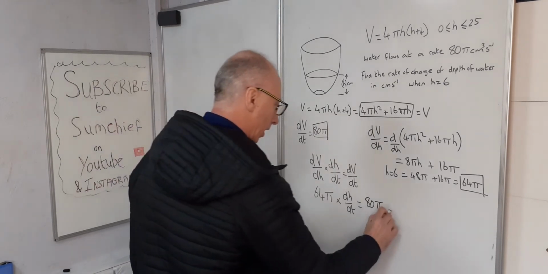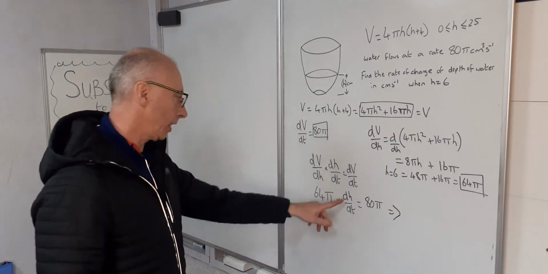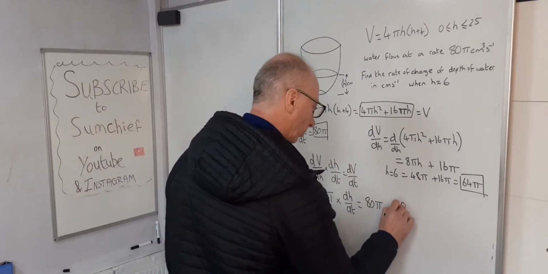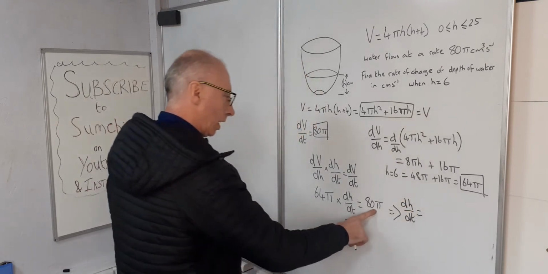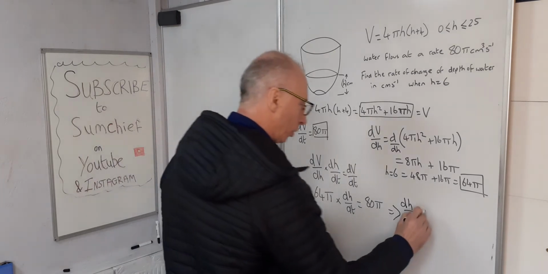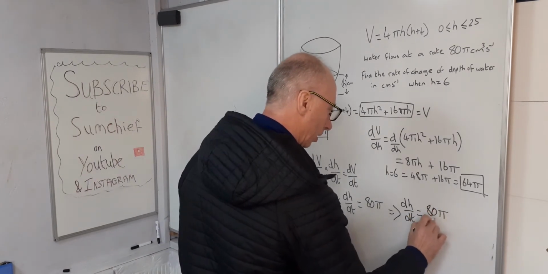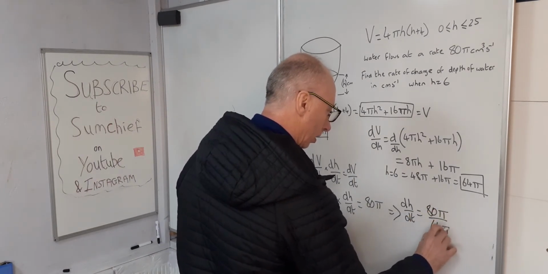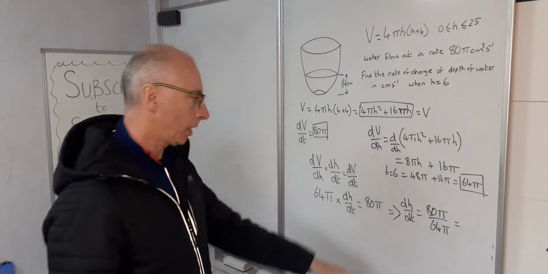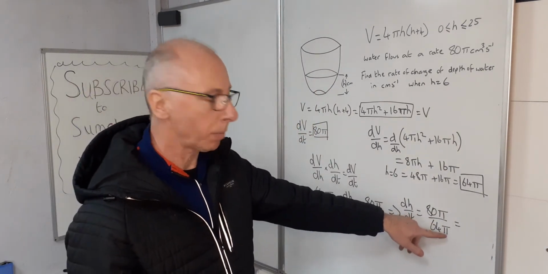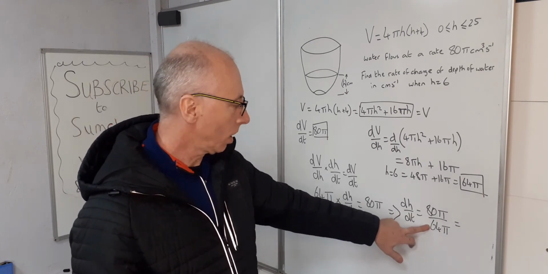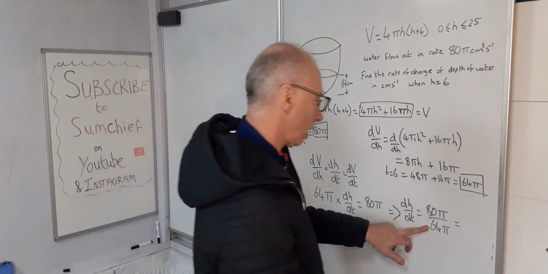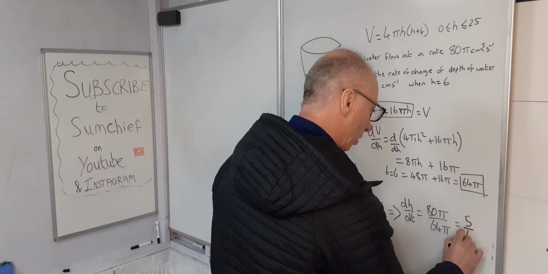So now what we can say is that dh/dt equals 80π divided by 64π. Well, π divided by π cancels out. 80 divided by 64, common factor of 16, so it's now 5 over 4.